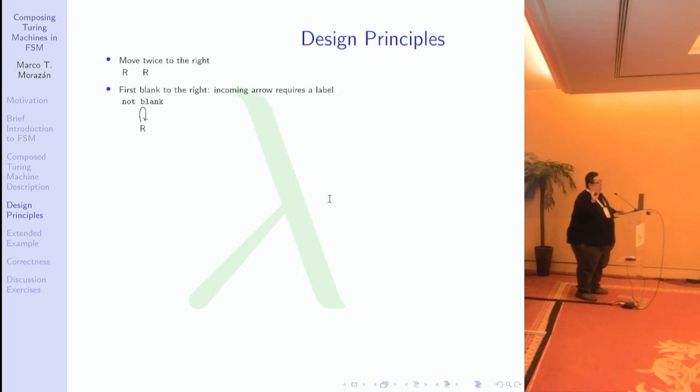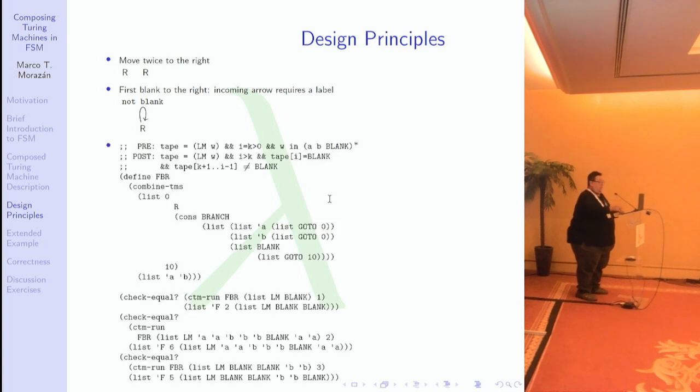How about something a little bit more complex? Move to the first blank to the right. What we want to do there is move to the right, and then check what's being read. If it's not a blank, loop back and move to the right again and repeat the process. Okay, so here we have an arrow, and this is why we need labels, because these arrows indicate a point where you have to jump to. So here's how we would implement this.